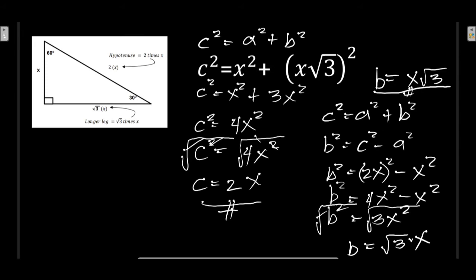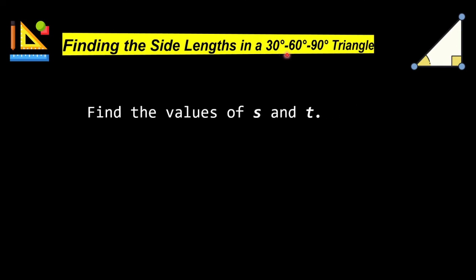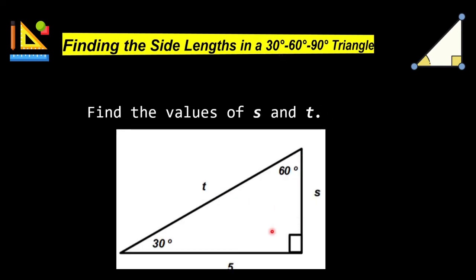Kaya, gawin natin, mag-example naman tayo. Finding the side lengths in the 30-60-90 triangle. So, example tayo. Find the values of S and T. So, andito yung figure. And, isolve natin yan. So, before natin solve, kung makikita natin na yung opposite na side ng 60 degrees ay 5, ito yung longer side. And, the shorter side is S, is the unknown. By the way, unknown, and the longest side, o, the hypotenuse. Kaya, mayroon tayong given.